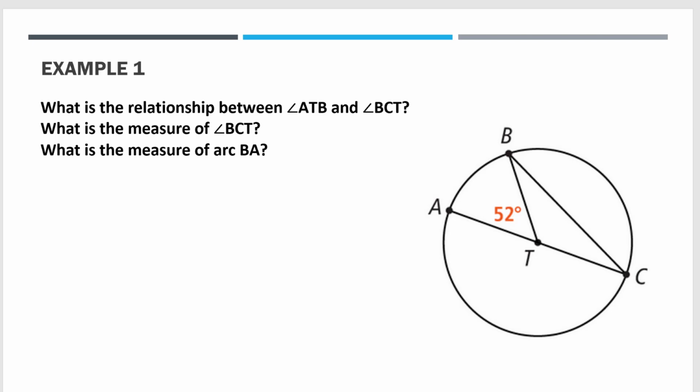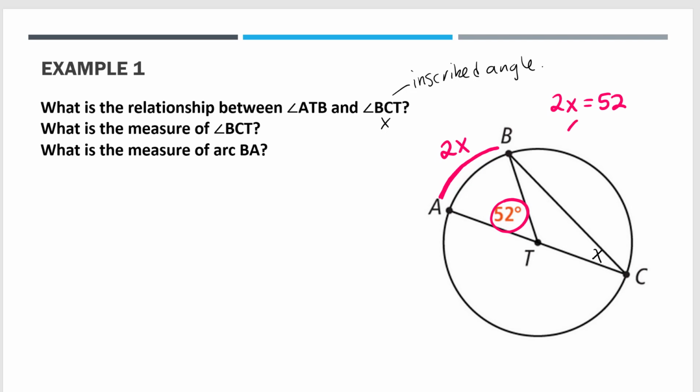Example 1. What is the relationship between angle ATB and BCT? So first we have to identify that angle BCT is an inscribed angle. That means that we can identify angle BCT as x, and if angle BCT is x, then the intercepted arc of BA would be 2x. Well, if 2x is the arc for 52 degrees, then 2x is equal to 52. So we divide both sides by 2, so x is equal to 26.